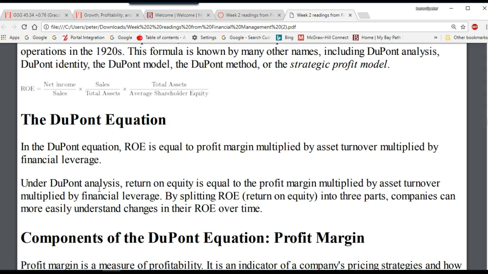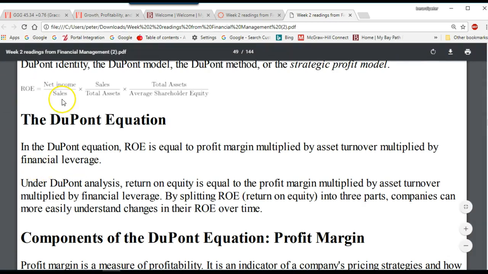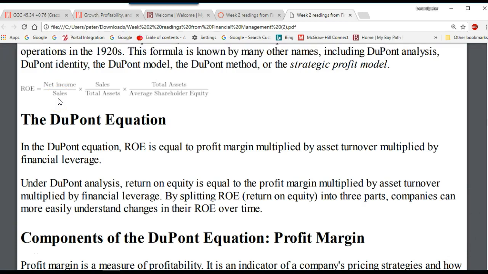But the DuPont equation gets us to calculate the return on equity. But more importantly, it's not just an equation. It tells us what is driving the return on equity in the corporate model. And basically, it uses three ratios, and it combines them to get one. So it takes the net income over sales, which is the net profit margin. It multiplies it by the asset turnover, which is sales divided by total assets. And then it multiplies it by the debt ratio, which is total assets over average shareholder equity.